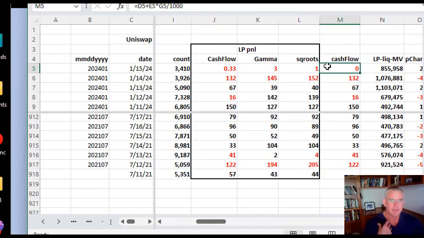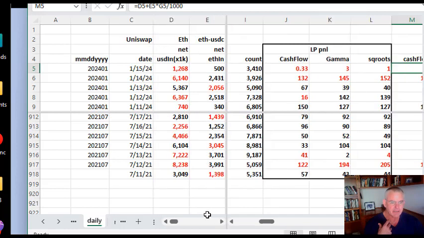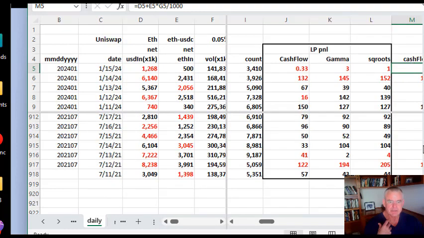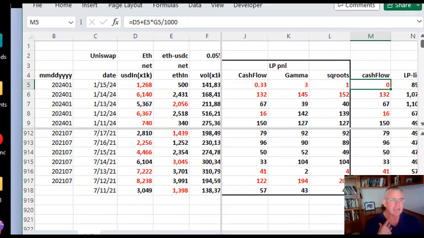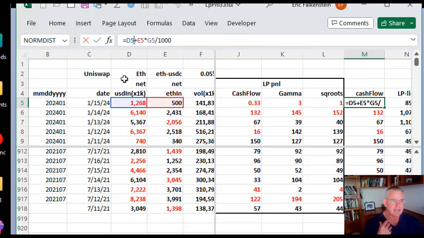Well, I just look at, what's the cash flow? I just take the change in the... let's see here. This is exactly equal to, if 1.2 million went out, then she lost that, but she gained 500 ETH in. Because this is adjusted by 1,000, I have to adjust the ETH by 1,000. And you can see the net of that is pretty much flat. So she didn't lose, the LPs didn't lose any money that day.